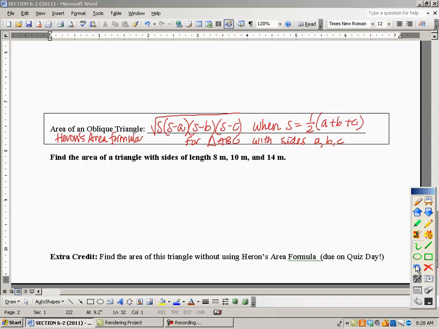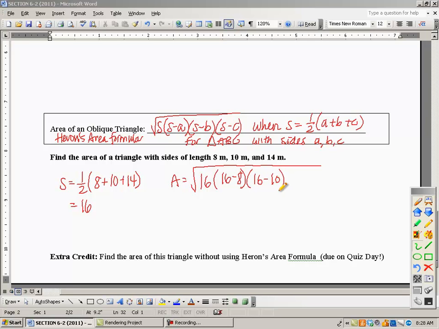So we give you three sides. Basically, you're going to use Heron's area formula when you're given three sides of the triangle. Before you do that, though, you have to know S. So I'm going to start with S. S is 1/2 times the sum of all three sides. You end up getting that S then is 16. So in order to find the area, you do the square root of 16, and then you do 16 minus the first side, 16 minus the second side, and then 16 minus the third side.